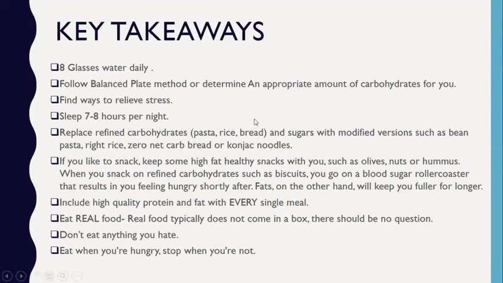So here are key takeaways from all of that mumbo jumbo that I just said. 8 glasses of water daily. Follow the balanced plate method for your appropriate amount of carbohydrates, and I can help you calculate what might be ideal for you and help you manage that. Find ways to relieve stress, whatever works for you. Sleep 7 to 8 hours a night. Replace those refined carbohydrates with better options. And I'll talk more about this in our next presentation.